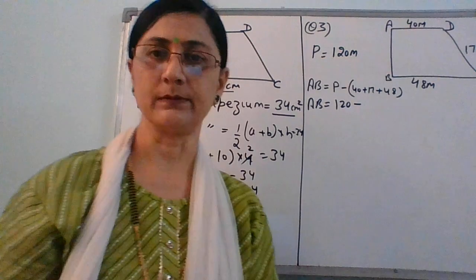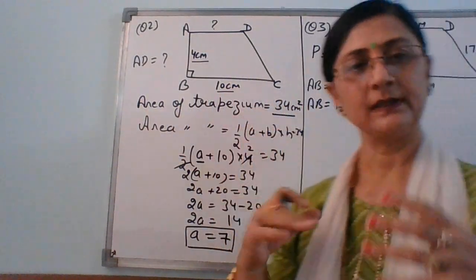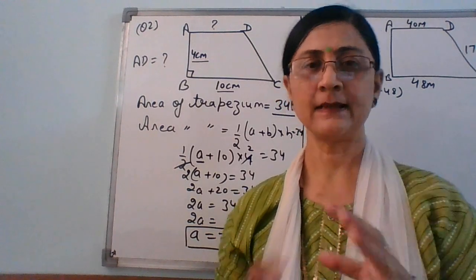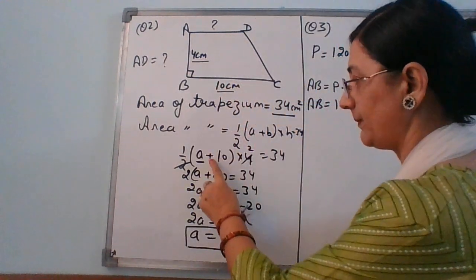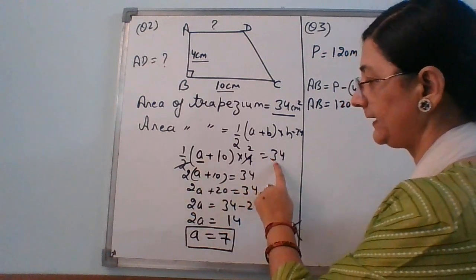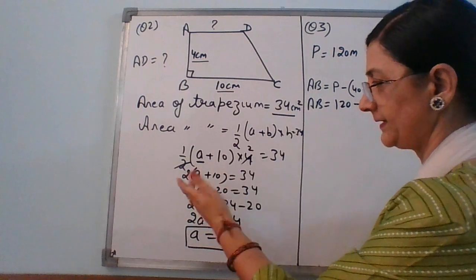So this question was simple. We use the same formula for the area of a trapezium, but in this case the area was given and one parallel side was not given. So in this formula, one parallel side was not given, but the area was given. So we can equate this formula to the area, and simply simplify.